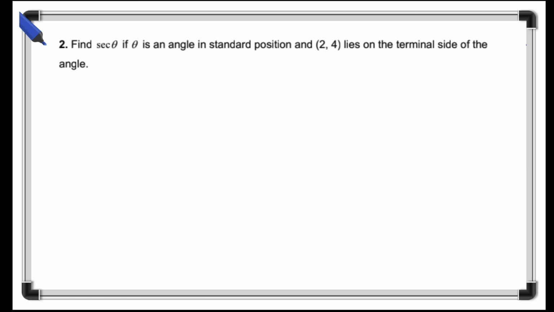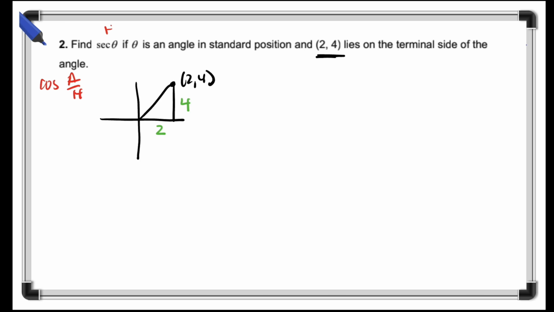Okay, in question number 2, it's important for us to see that if we have our angle in standard position and our point is at 2, 4, that means that when we look at our triangle, that distance is 2 along the x and 4 along the y. And we are looking, of course, at secant. So secant, remember, is the reciprocal of cosine. So if cosine is adjacent over hypotenuse, then secant has to be hypotenuse over adjacent.